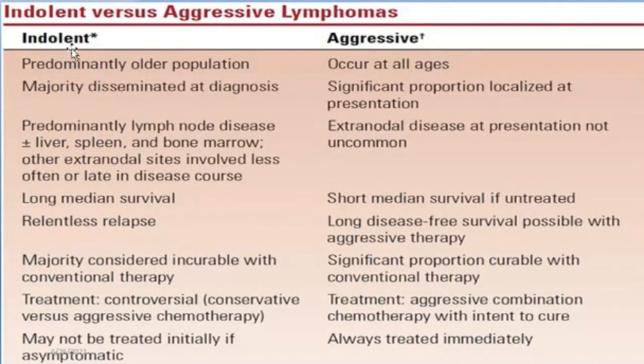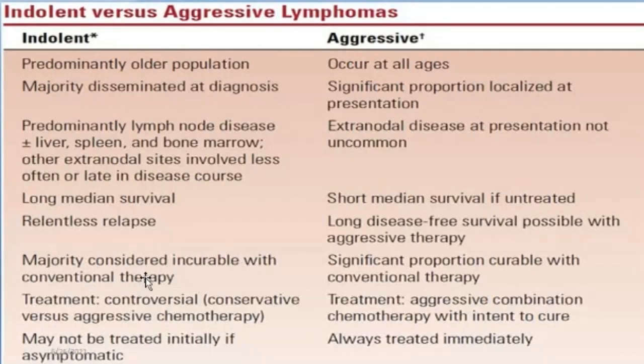خلينا نشرحها. Indolent lymphoma predominantly seen in older people. Majority disseminated at the time of diagnosis، معناها advanced stage of the disease، لأنه late symptoms، metastatic manifestation from the start. Predominantly, it is a lymph node tissue disease and also can affect extranodal sites, liver and spleen and the bone marrow. It has a long median survival and eventually it results in relentless relapse. يعني مهما اعطي تريتمنت، مهما احصل response، مهما احصل remission، تنتهي بريلابس، relapse اول، relapse ثاني، relapse ثالث، يرجع المرض من جديد. Majority considered incurable with the conventional therapy.